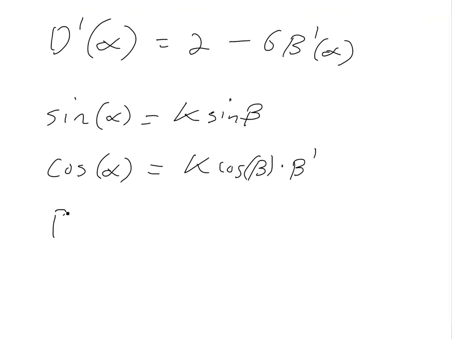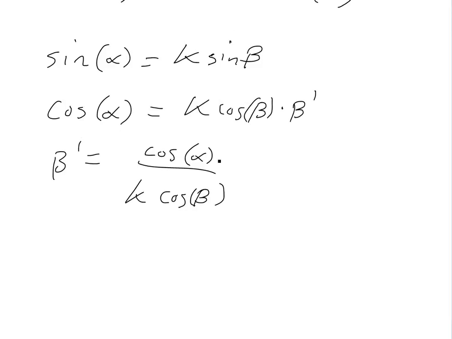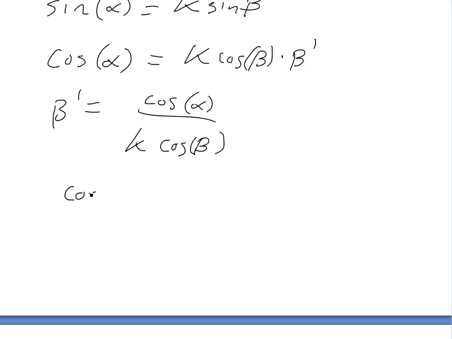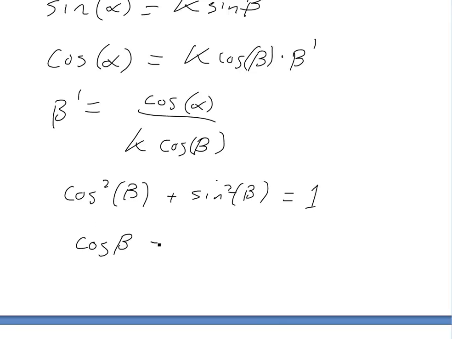Solve for beta prime: this just equals 2 cos alpha k cos beta. Also using the trig identity, cos squared beta plus sine squared beta is equal to 1, and rearranging this for cos beta, we get cos beta is equal to the square root of 1 minus sine squared beta. We ignore the minus sign in this case because it's plus or minus. We just ignore this one.